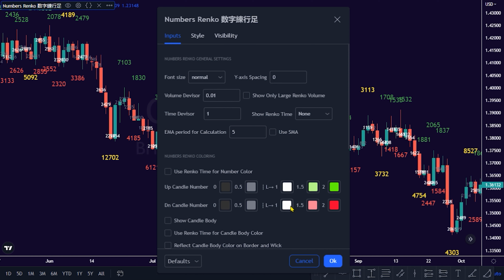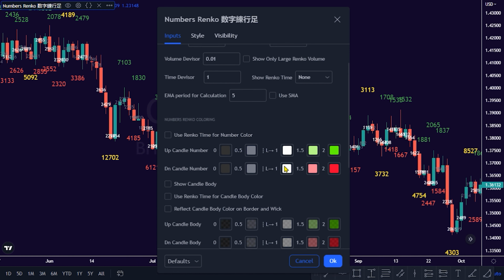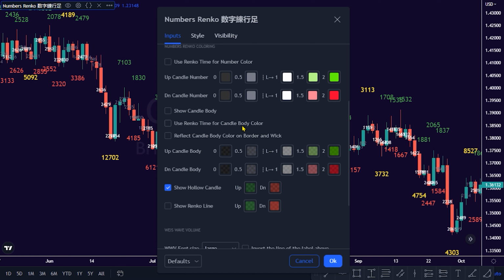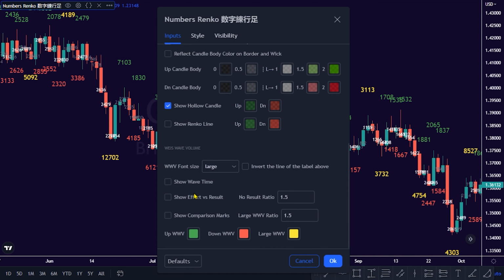Color 1, color 1.5, and color 2 are large values, so only these colored numbers are shown when using the Show Only option. These are the default Renko volume-based color codings. You can choose any color coding of your choice. Therefore, you can use 2 types of coloring at the same time. Also, the candle body, border, and wick colors are Renko time-based. Under the Weiss wave volume, there's the show effort versus result, no result ratio, show comparison marks, and large volume ratio.